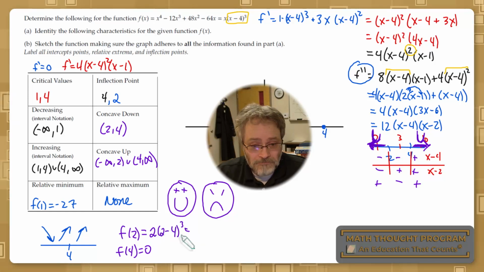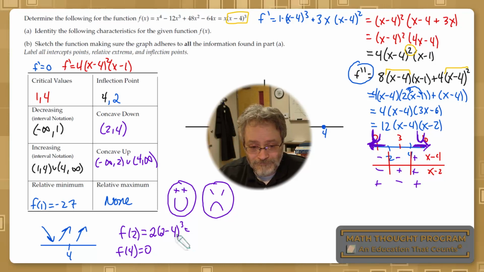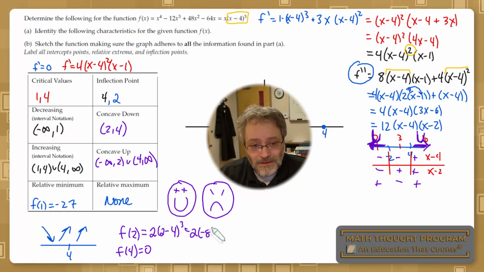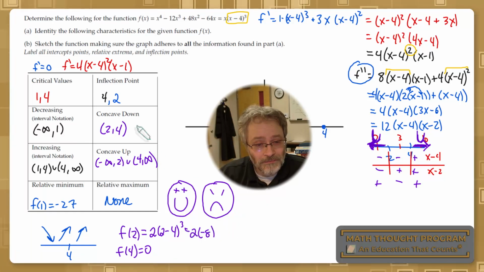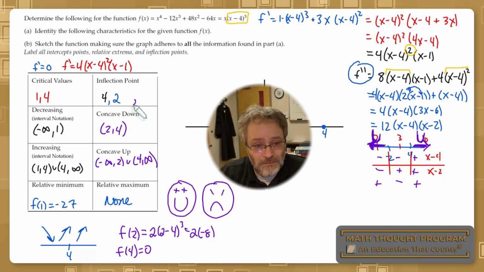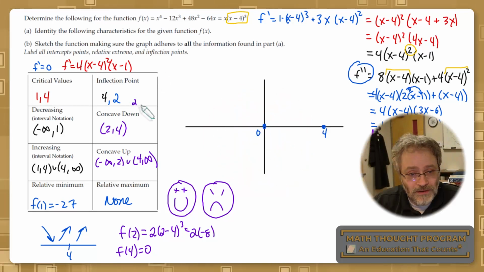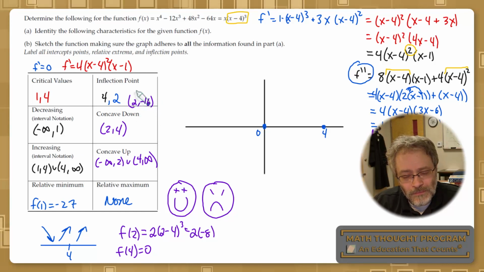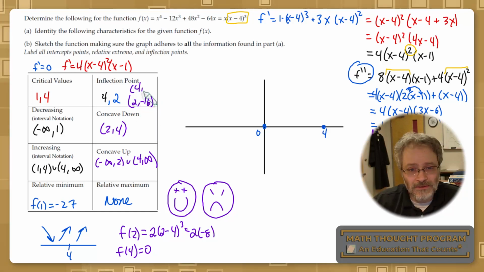Two minus 4, minus 2 raised to the third power, minus 8. So the inflection point at 2, the y value is going to be minus 16. And at 4, the y value is 0.